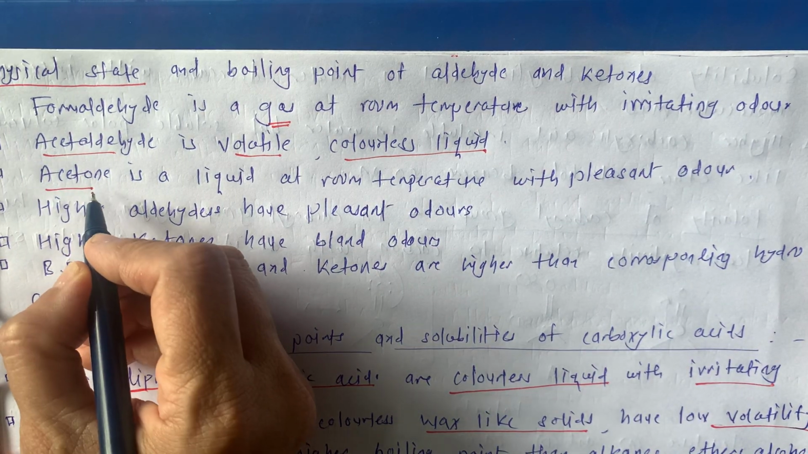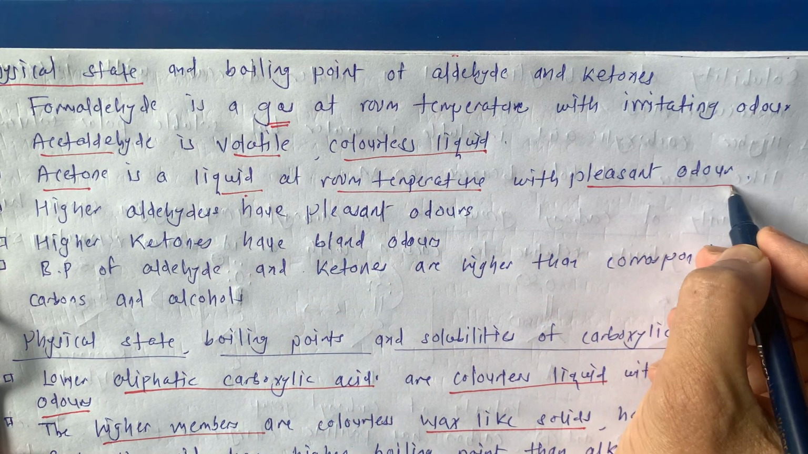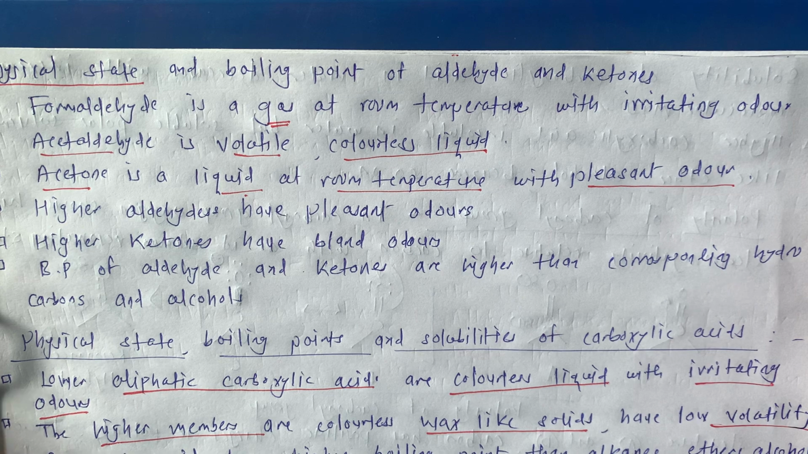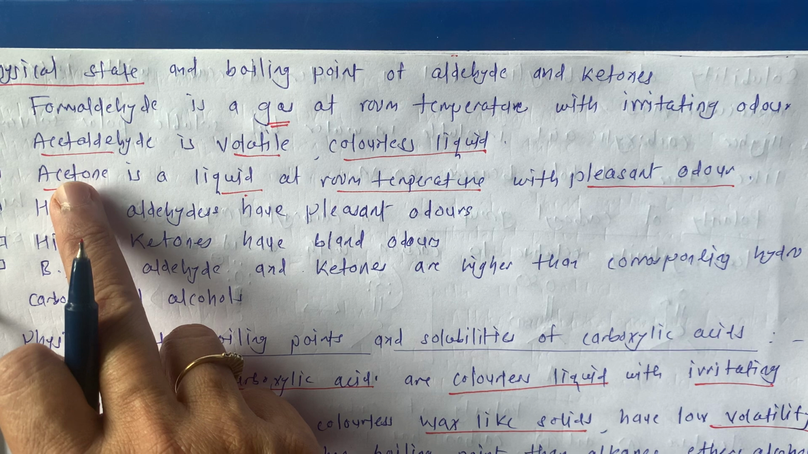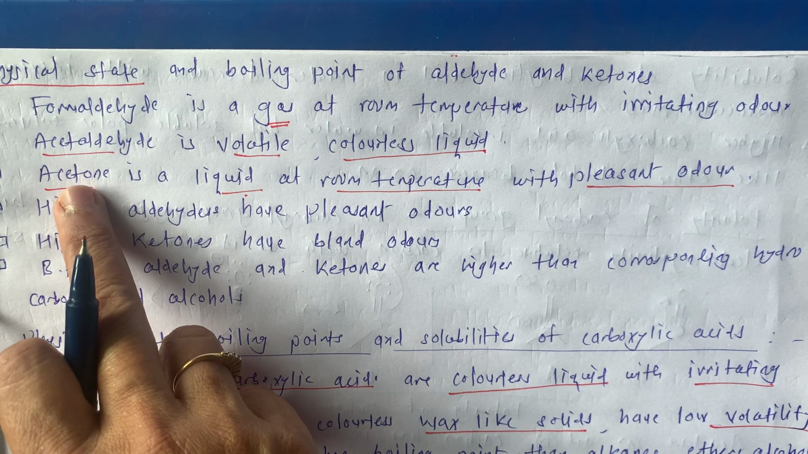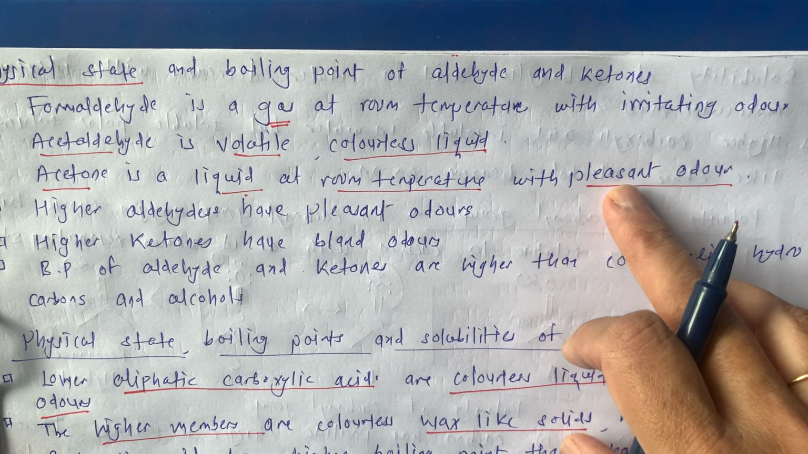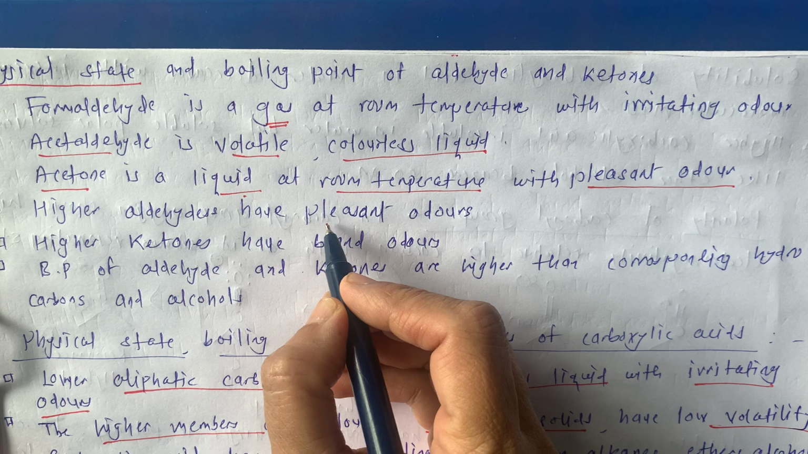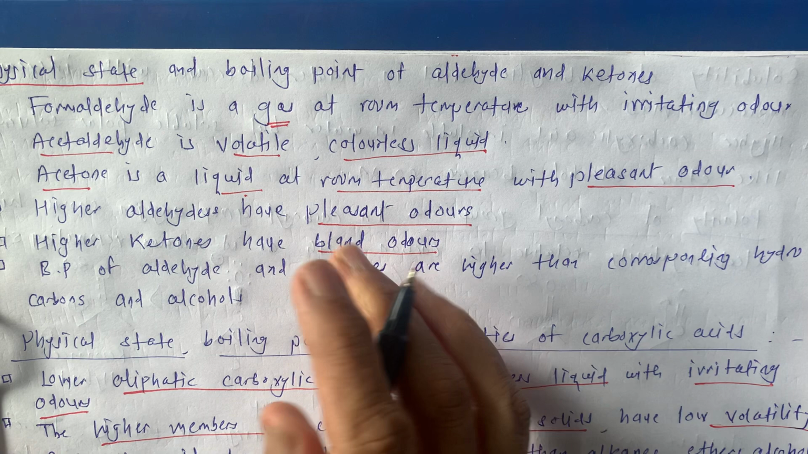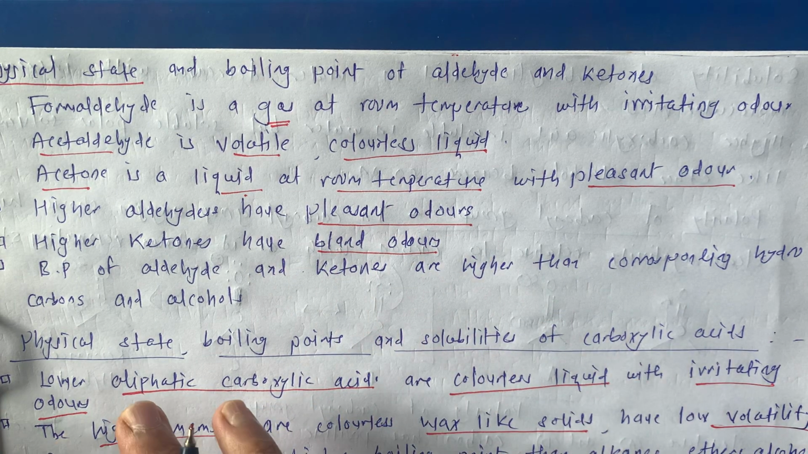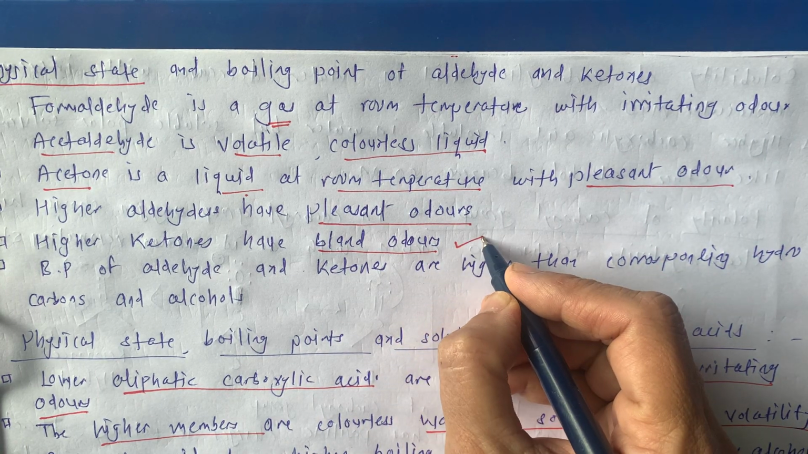Then acetone, which is a ketone, is a liquid at room temperature with a very pleasant odor. We know that. We feel it is a good odor. Our nail paint remover is nothing but acetone, and we know the smell of that, which is the pleasant one. Then higher aldehydes also have pleasant odors. Higher ketones have bland odors, no odor at all. It is very bland. No irritating or pleasant odor. So these are the bland odors.